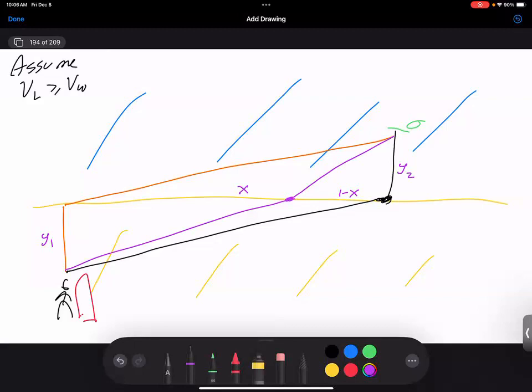And so I can figure out what the time is as a function of x. So I have two paths. I have the first path until I hit the water, and it takes me some amount of time to do that. And then I have the second path in the water. How long does it take me to do the first path?